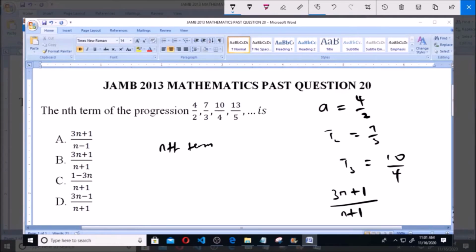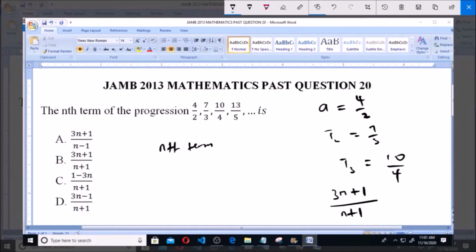If you look at the second term, it also applies. 3 times n, now T2, that means n equals 2. 3 times 2 gives us 6, plus 1 gives us 7. Now the denominator, n plus 1, that's 2 plus 1 gives us 3. Also let's look at the third term, it also applies. 3 times 3, which is the n, equals 3, gives us 9, plus 1 we have 10, then 3 plus 1 gives us 4.